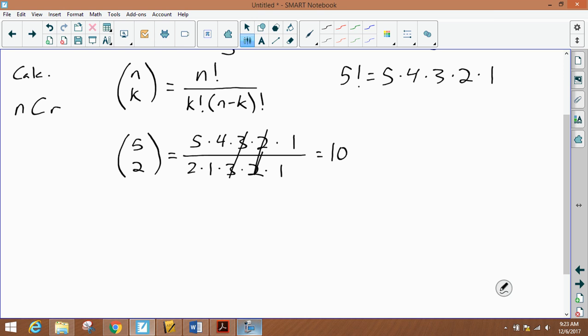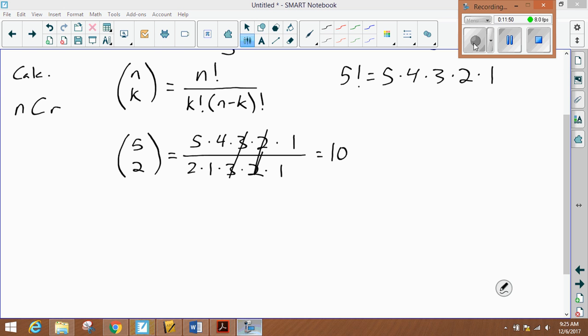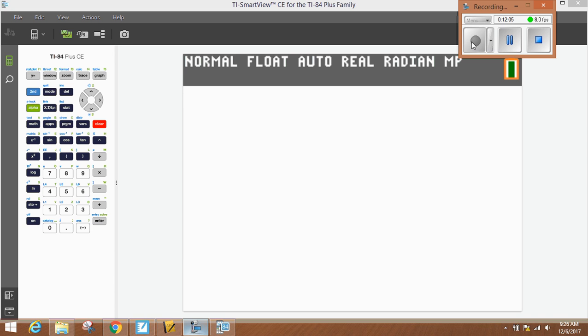All right, so we did that calculation. And now let's go ahead and find this on our calculator. So if we want to have our calculator do that, because if you have a large number, right? If you had n equal to 100 and k equal to 50, you would have a lot of calculating to do. And so your calculator will do that for you.